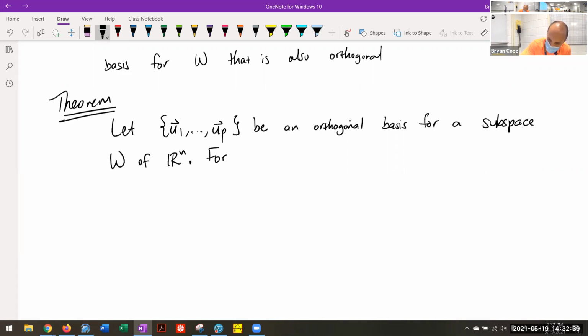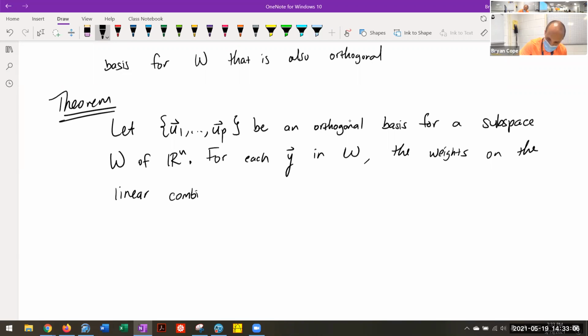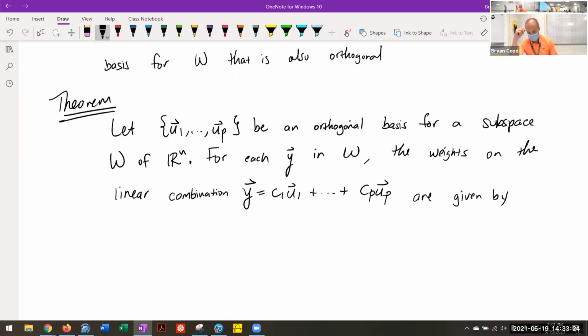Okay. For each Y in W, sorry, so for every vector in the subspace, the weights, the scalar weights, that's what I mean by weights, the weights on the linear combination Y equals C1 U1 all the way out to CP UP, vector Y, are given by, okay, so this is the conclusion of the theorem.